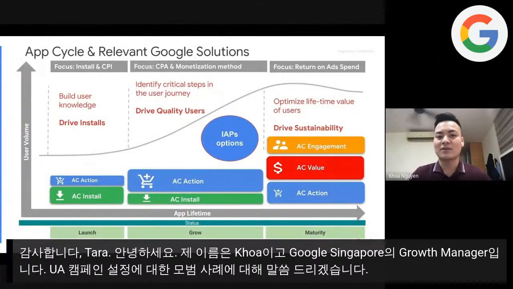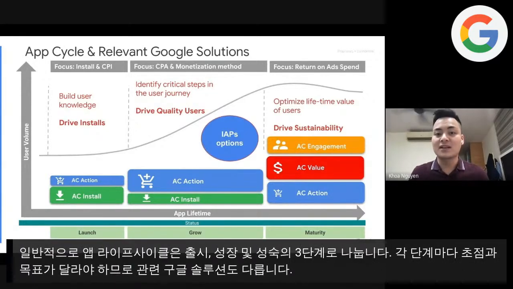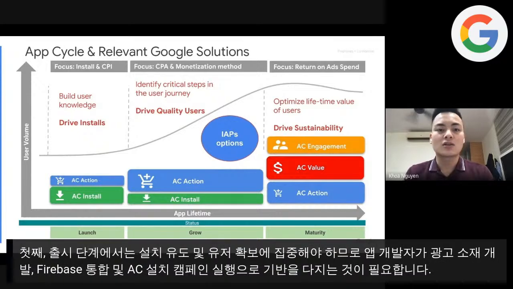Today I will be talking about the best practices on setting up a UA campaign for tools and utilities. Now, for an average app cycle, we would split it into 3 stages: launching, growing, and maturity. For each stage, the focus and the goal should be different, and thus the relevant Google solution will be different as well. First, let's take a look at the launch stage. We should focus on driving install counts as well as building user knowledge.